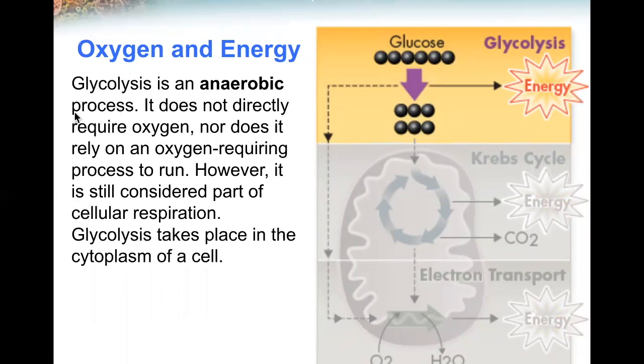Glycolysis is an anaerobic process. It does not directly require oxygen, nor does it rely on oxygen requiring processes to run. However, it is still considered part of cellular respiration. Glycolysis takes place in the cytoplasm of the cell.